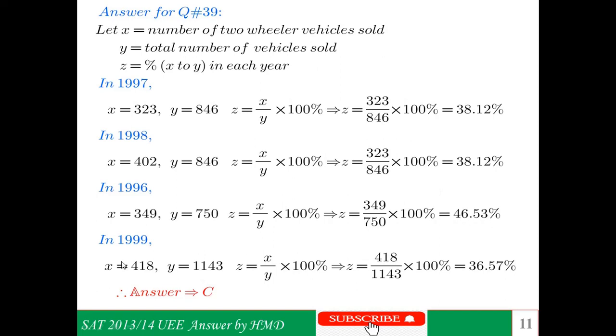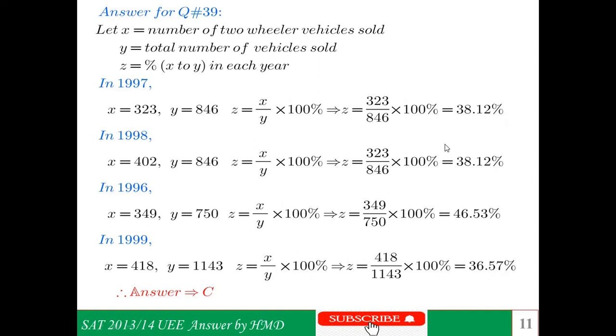46.53%. And in 1999, x becomes 418, y becomes 1143. So z becomes x over y times 100%, and z is equal to 418 over 1143 times 100%, and it becomes 36.57%.